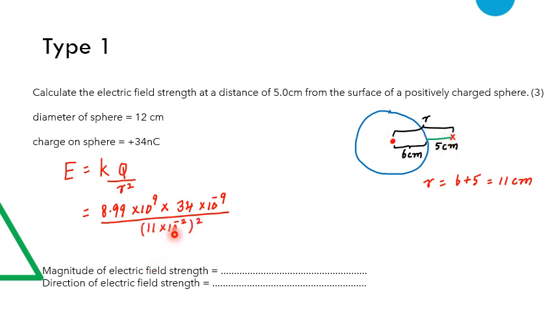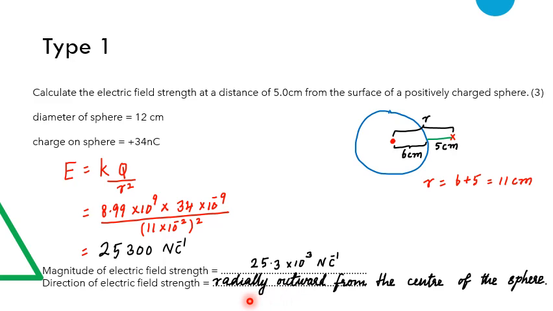So we have substituted that value. The conversion part is also done, and we get this answer in newton per coulomb. So the magnitude of electric field strength is 25.3 kilonewton per coulomb. And this is a positively charged sphere. It's a radial field too. So the direction of the electric field is radially outward from the center of the sphere, which means an arrow passing through this point this way.